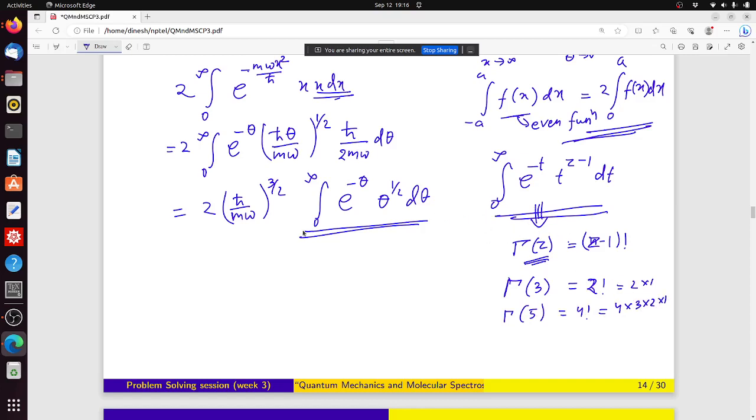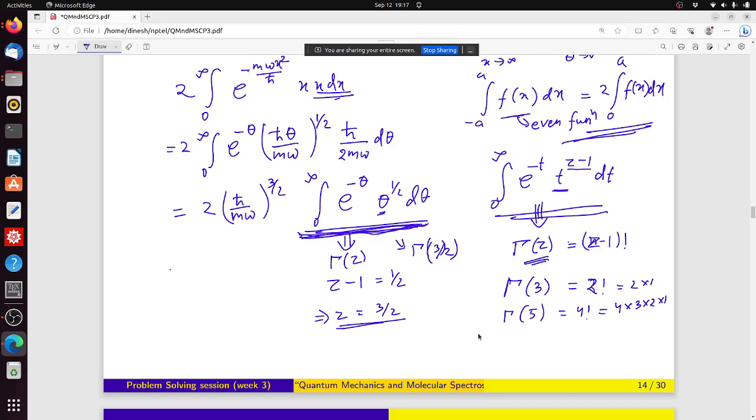Okay, so this integral is nothing but the gamma function, gamma of z. So z I have to calculate from here. You see there is z minus 1 on this t term. So t is nothing but theta here. So I have z minus 1 as half. So what will be z? z will be 3 over 2, right? So this integral part I can replace as gamma of 3 over 2.